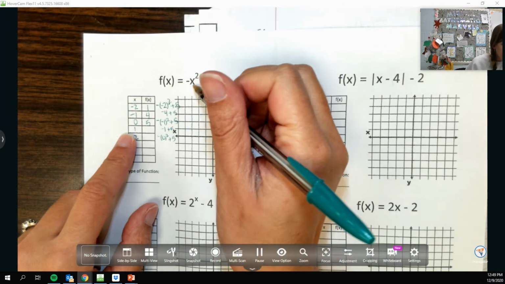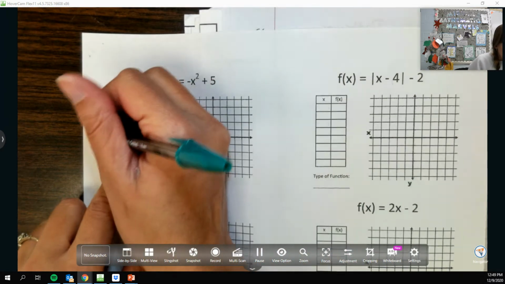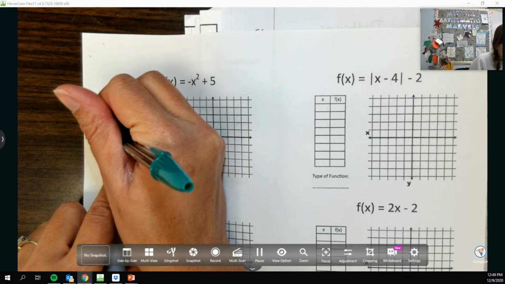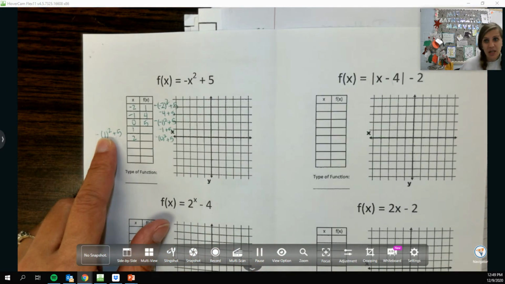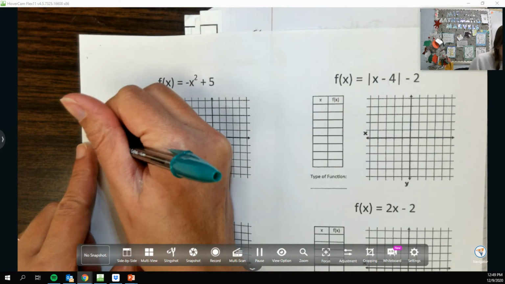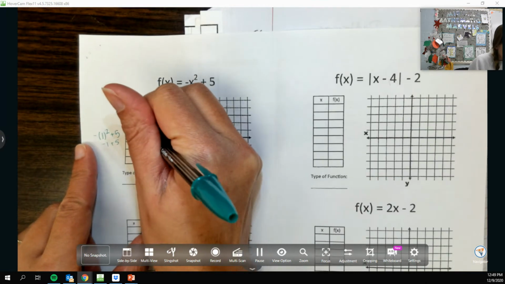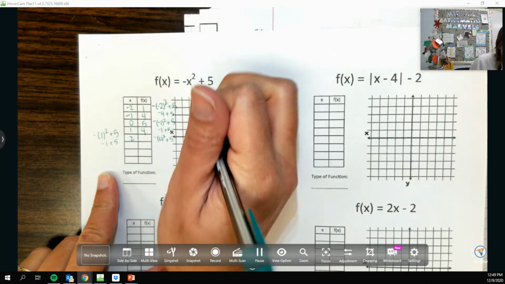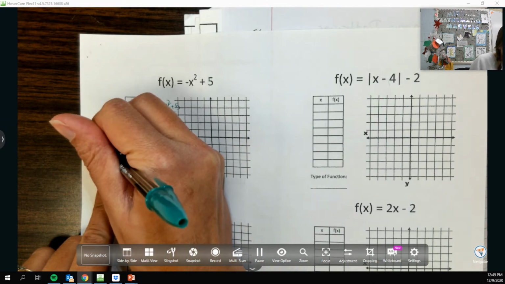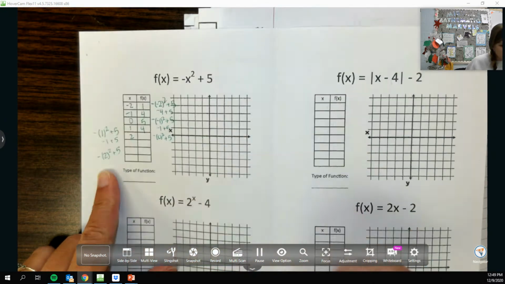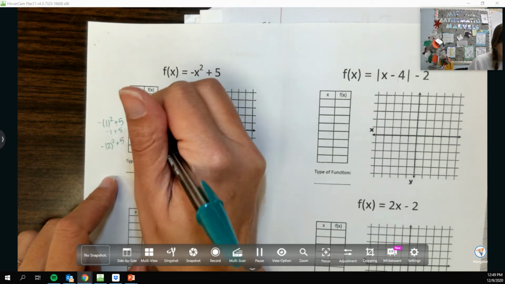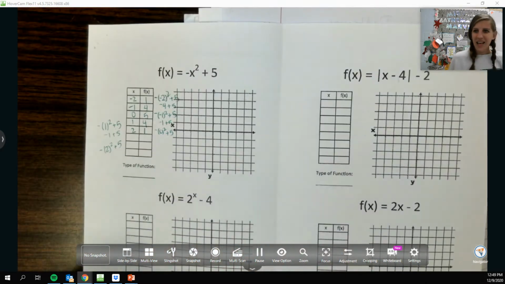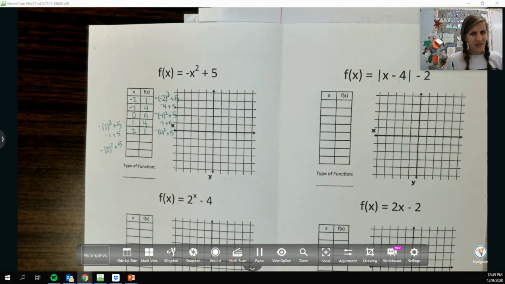Then we'll plug in 1. So I'm going to write over here just because I'm kind of running out of room. 1 squared is 1, but there's a negative, so -1 plus 5 is 4. Oh, look at that. Then I plug in 2. 2 squared is 4. With a negative out front, it's going to be -4 plus 5, which is 1. Look at that, cute. That's kind of doing a thing.